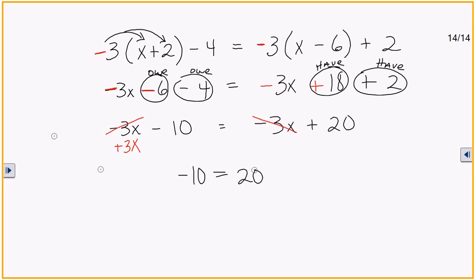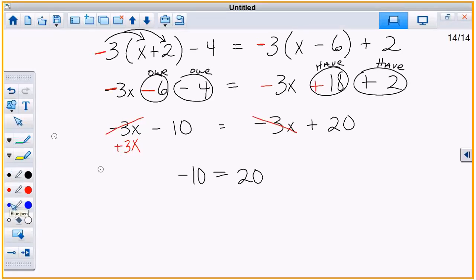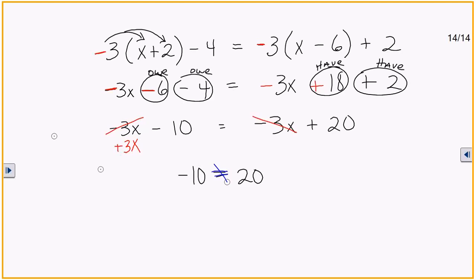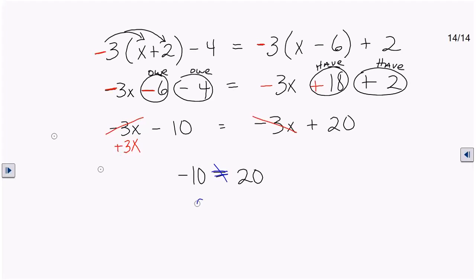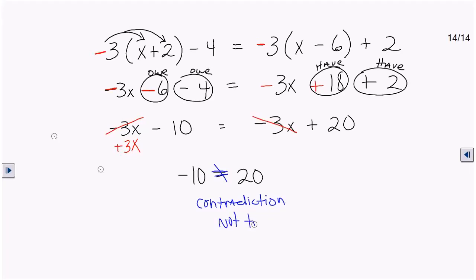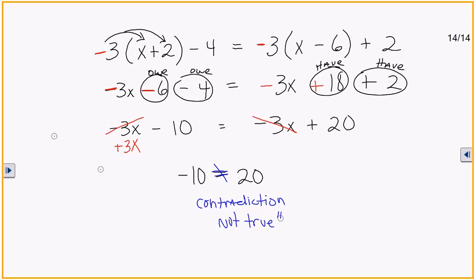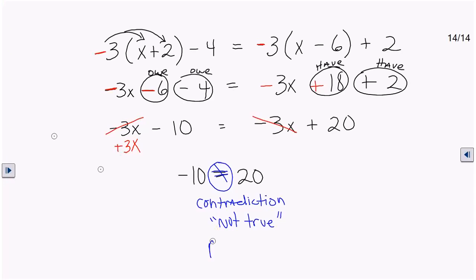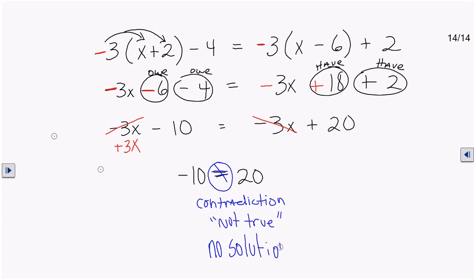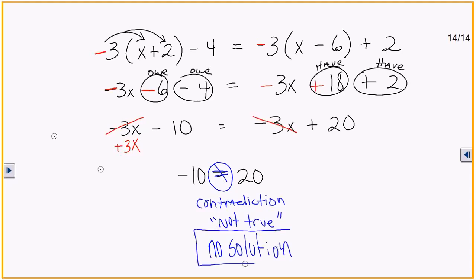Now, we have done the math correctly. This is called a contradiction. Let's write that down. A contradiction is when something doesn't make sense and you've done the math correctly. Not true. When you have a statement that is not true or not equal, the answer is no solution, meaning that this problem does not have a solution.